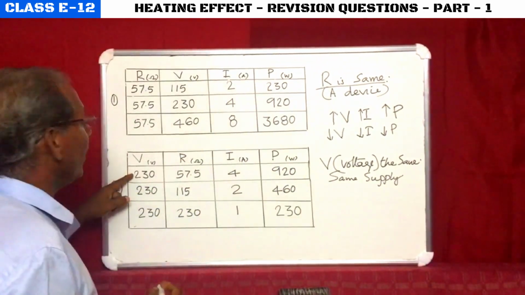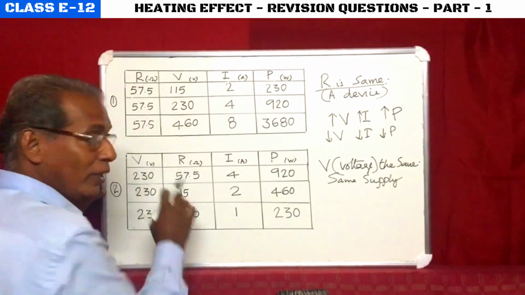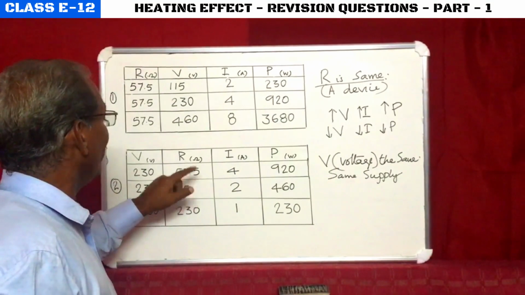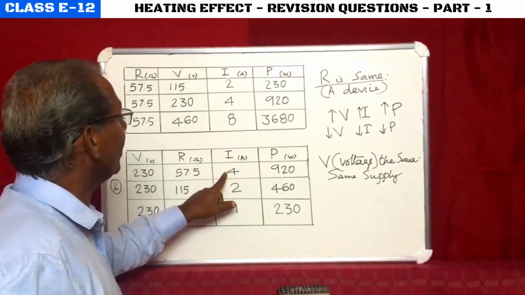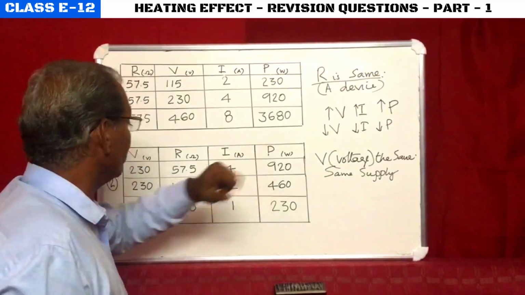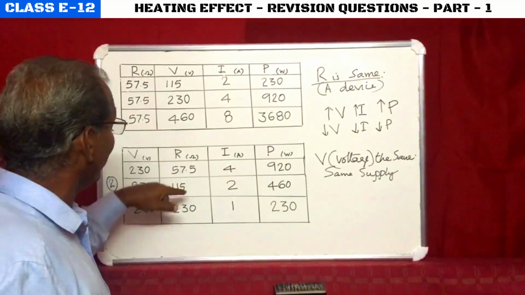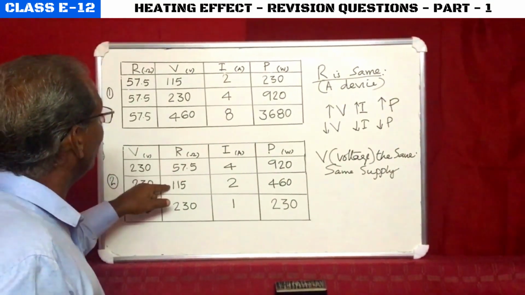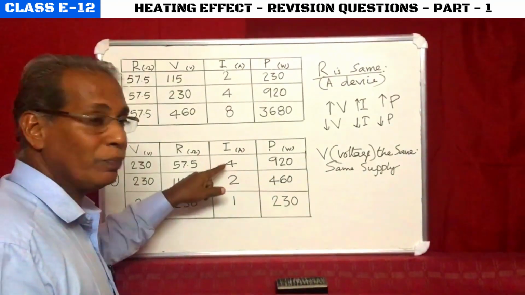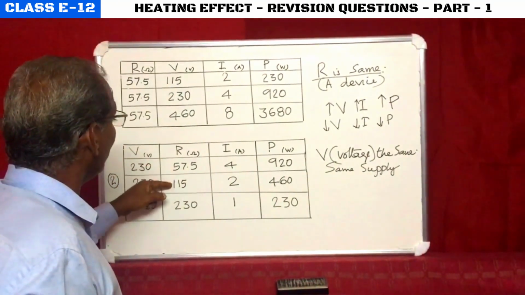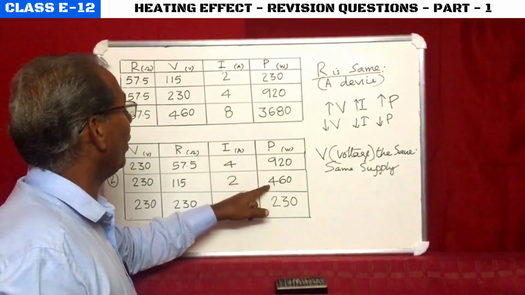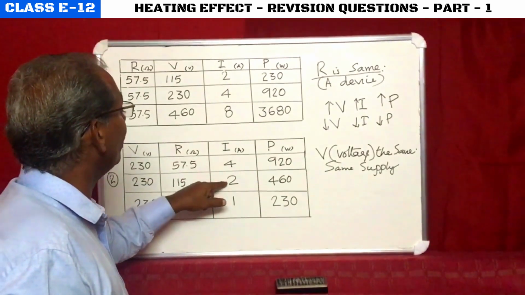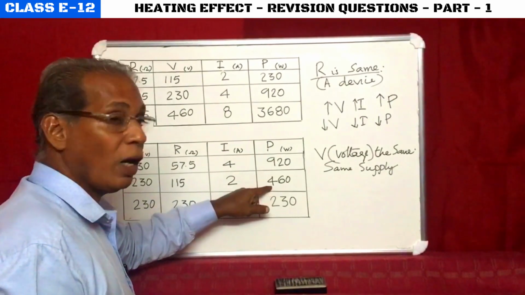Now let us see, here voltage is 230, which is the constant, that is in the same circuit. Resistance here 57.5, of a particular device, and its current is 4 and power is 920. Now the resistance for the next device is 115. If resistance is made 115, that is it doubled, see current became 2, that is half. If it is double, it became half. And what about the power? Power is 460. So if I is made half, power is also made half.